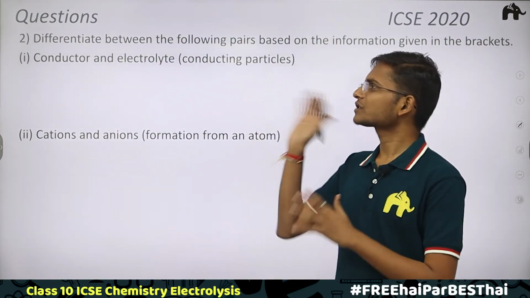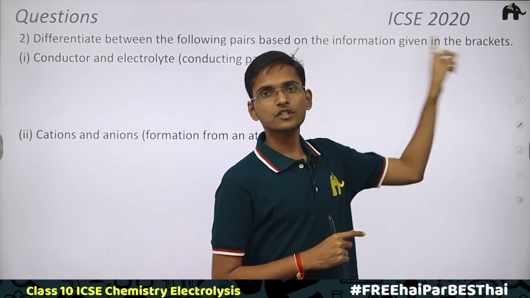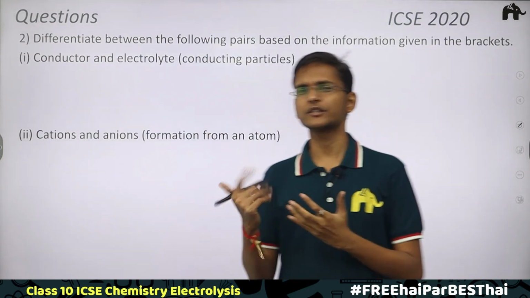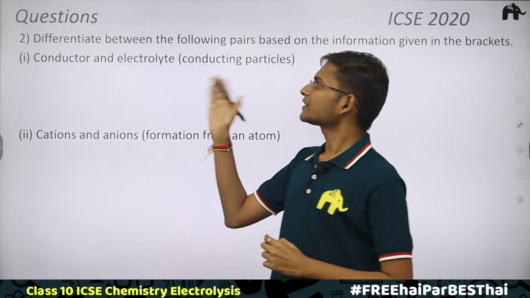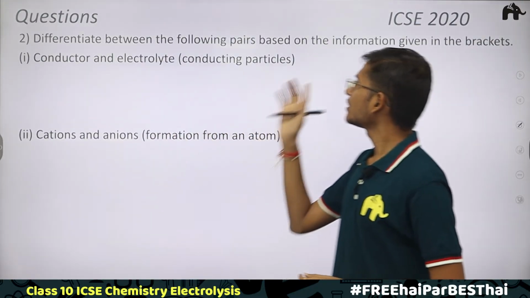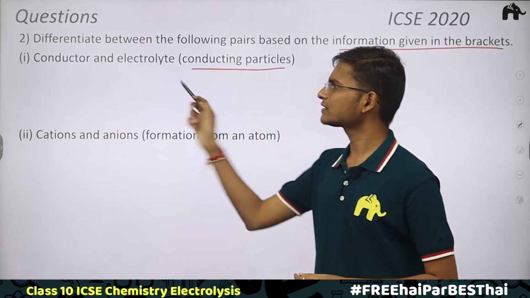Okay, moving to the next question. I have written here the year in which this question was asked in your ICSE exams, so you can refer to it, and there is no need for me to tell again and again while reading the question. What is the question? Differentiate between the following pairs, based on the information given in the brackets. Let's see the first pair.